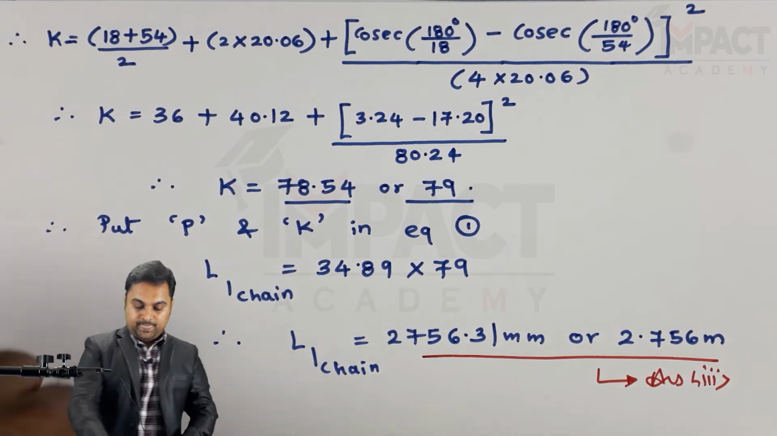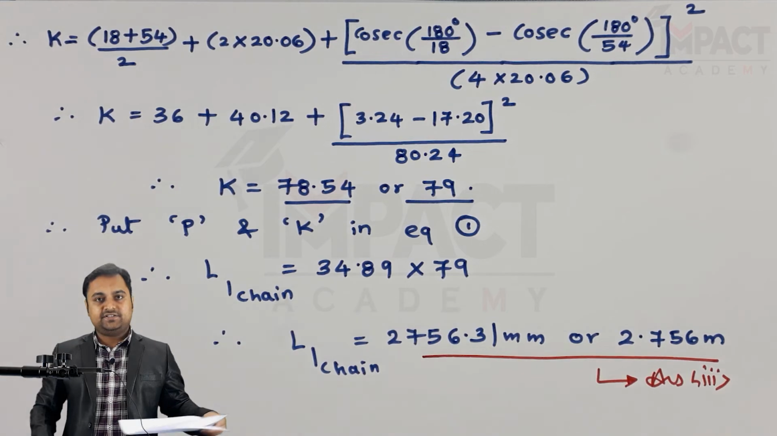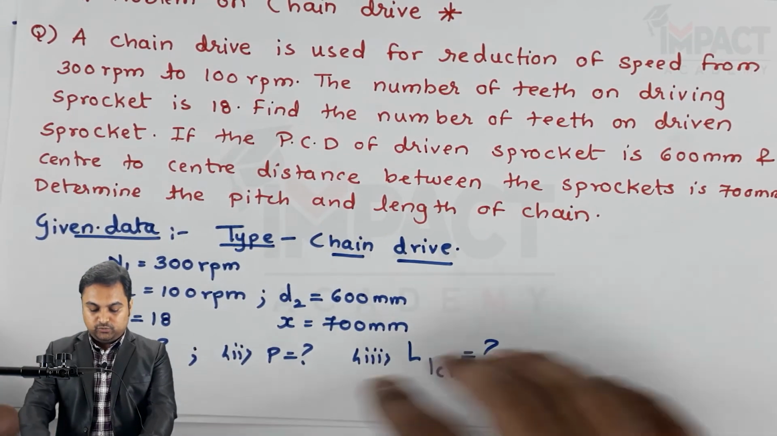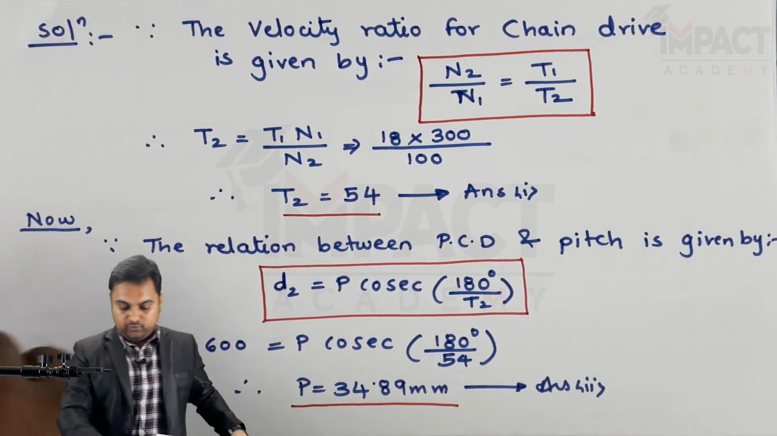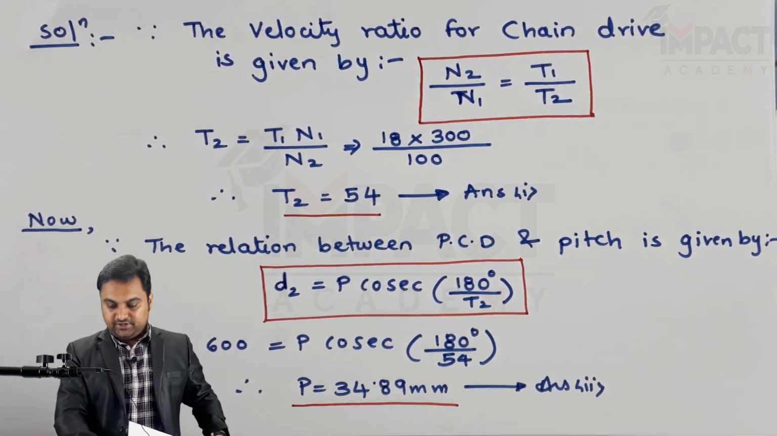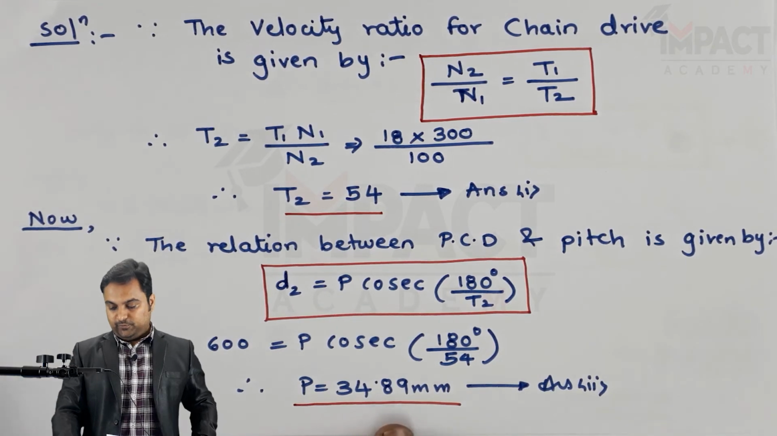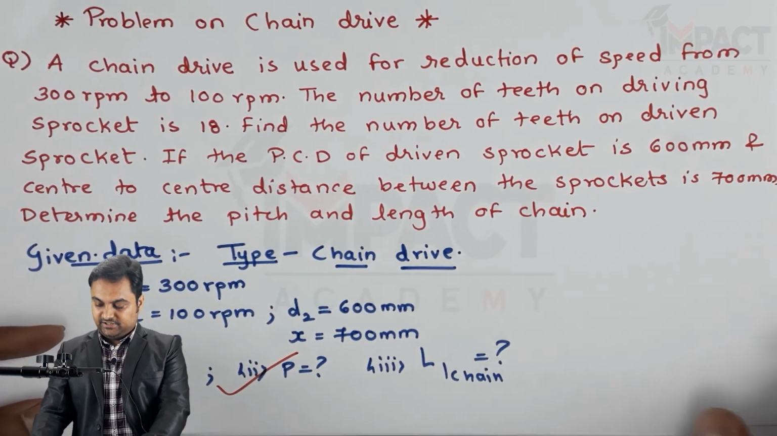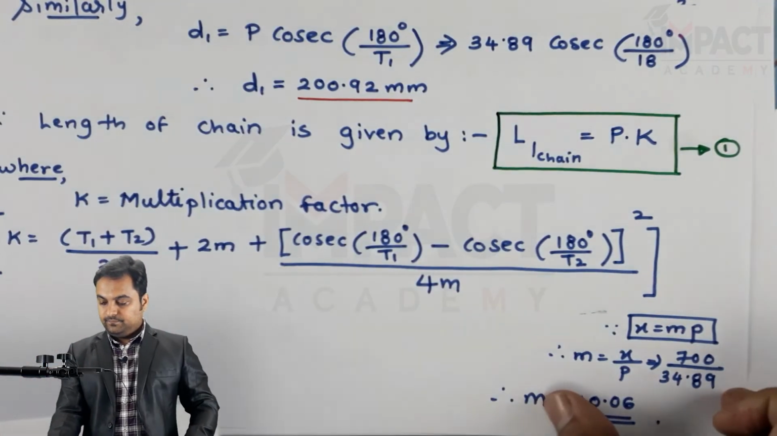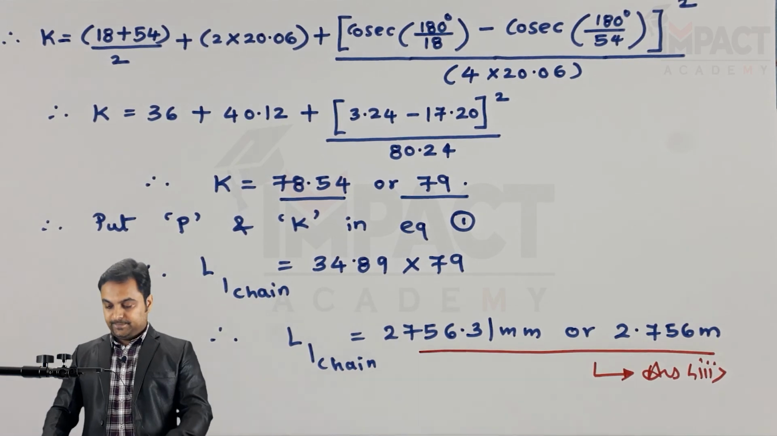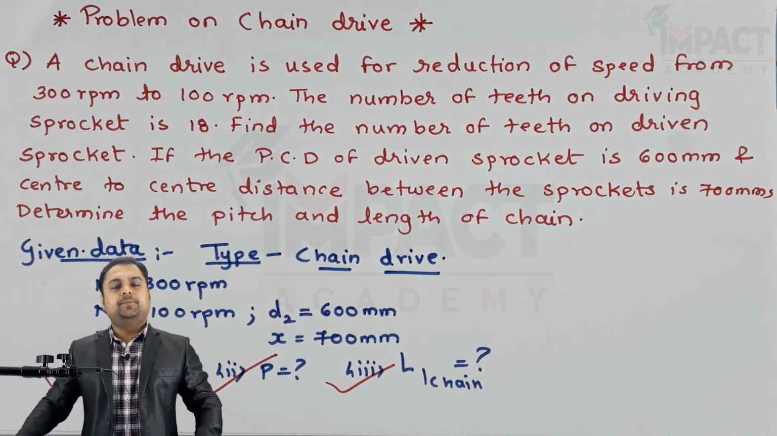That's the third answer. So in short, we have seen in this problem there were three questions asked. First, we had to find out what was T2, and that T2 answer came out to be 54, that is the number of teeth on the driven sprocket. Next, the pitch value came out to be 34.89, and at last the length of chain, the answer was 2.756 meter. So with this, the problem gets completed.